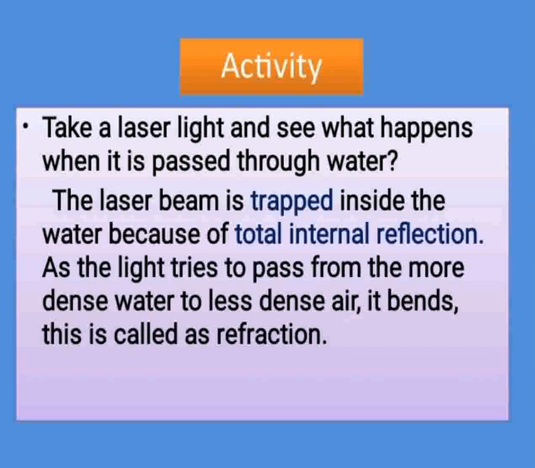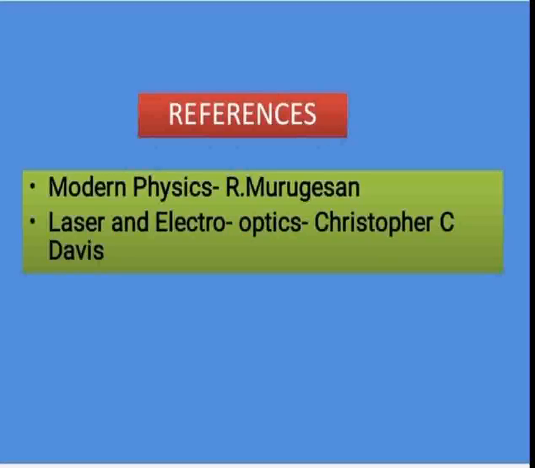This is one of the activities using laser light. Take a laser light and see what happens when it is passed through water. The laser beam is trapped inside the water because of total internal reflection. As the light tries to pass from the more dense water to the less dense air, it bends. This is called refraction.